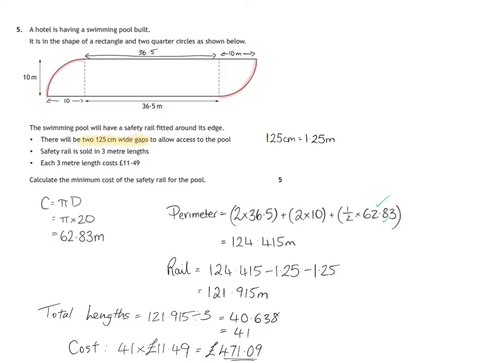Our third mark is for calculating the perimeter of the pool, which is our 124.4. The fourth mark is for both these bits here, for knowing we have to take away our 1.25s and to divide by 3. And then our last mark is for knowing that it's 41 times 11.49, getting us our £471.09.